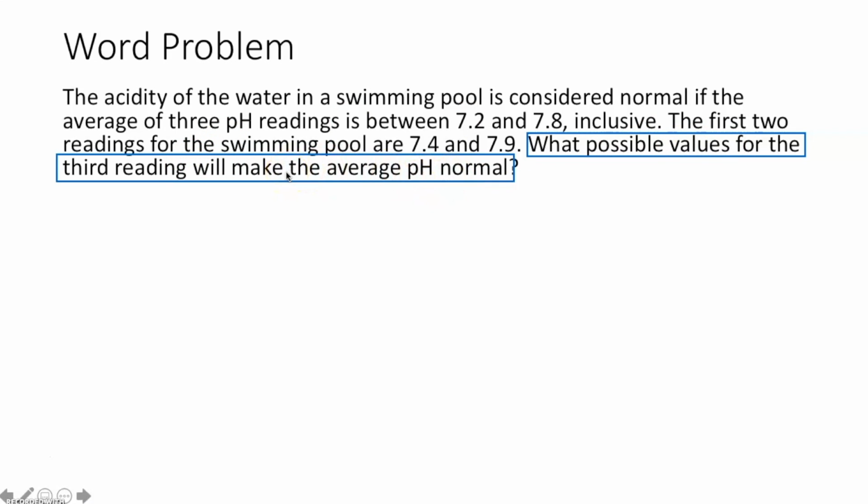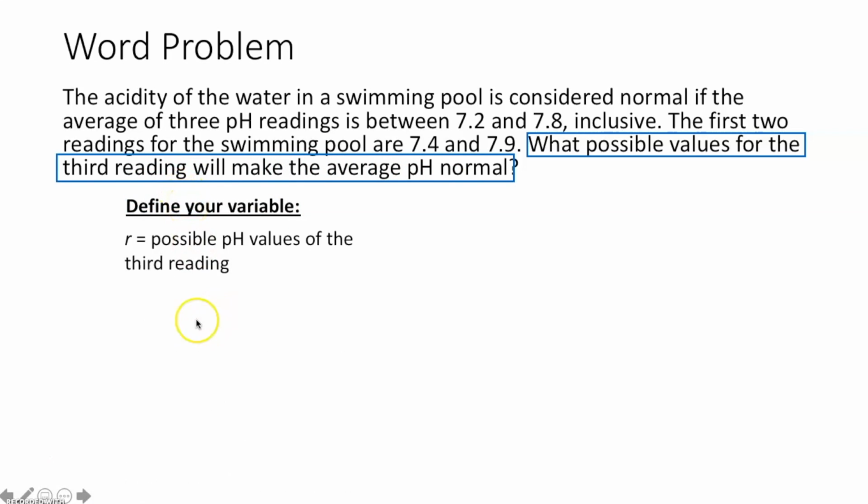So the third reading, okay, step 3, that makes defining our variable easy. We're going to say the third reading is going to be R. Next, we need to write our equation. So what other information are we given? Well, we're given that the average of 3 pH readings is between 7.2 and 7.8 inclusive. That means that we're going to create a compound inequality, and it's going to be an and compound inequality where 7.2 is going to be on one side and 7.8 is going to be on the other side because we got to be in between that. And it's inclusive, so it's going to be 7.2 is less than or equal to whatever the average of the 3 readings is, which is less than or equal to 7.8.